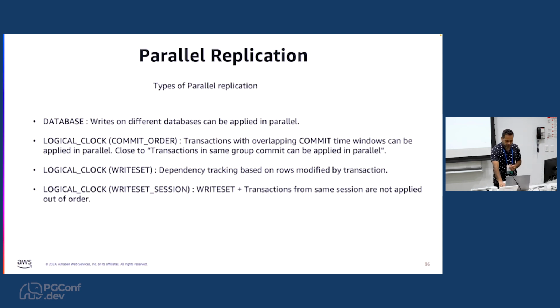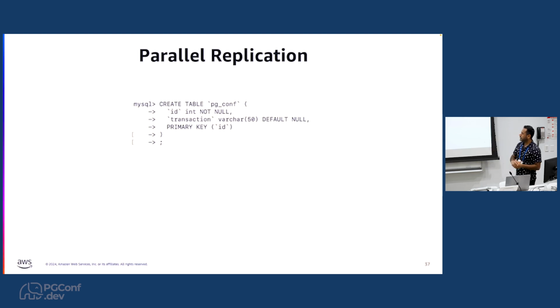Now I want to walk through these parallel apply techniques with some examples. Here what I did was I created a table, PGConf, with an ID. And my second column is just a column called transaction. Don't confuse it with the actual transaction. I just did it so the examples are more readable, and my ID is the primary key.